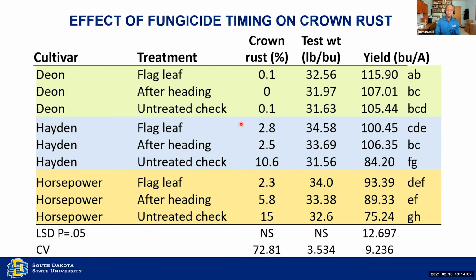This table here is from the year when we had very low disease pressure. You can see untreated Horsepower plots had very low disease, only 15% on the flag leaf. And you can see the yield response was pretty good, even when we had a low disease pressure. We didn't see a difference in test weights, just because, again, we had that low disease pressure that year. You can see here Dion, again, had almost no disease developing, and so not a big difference in yield when we have low disease pressure.